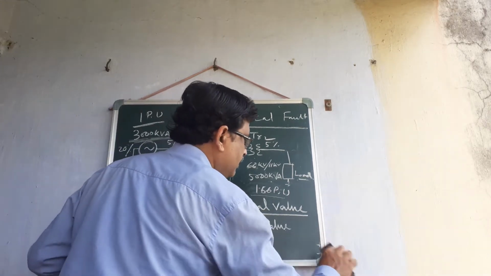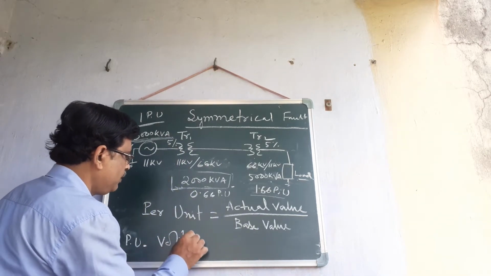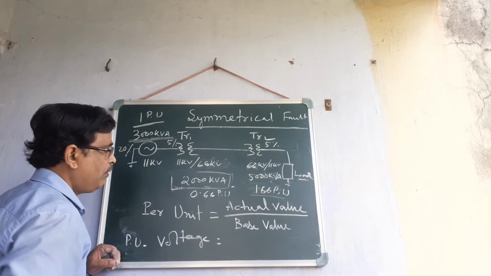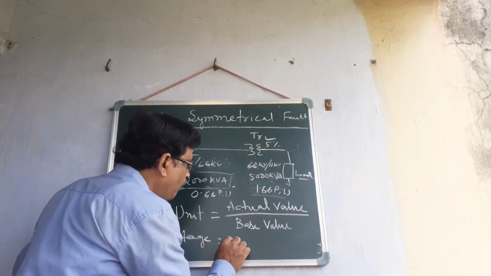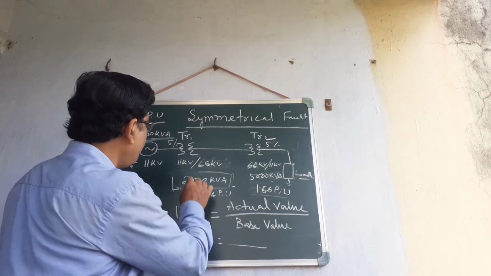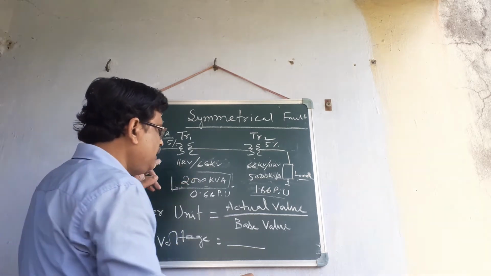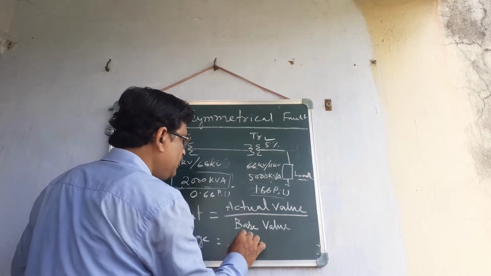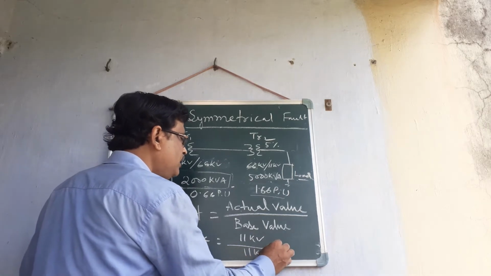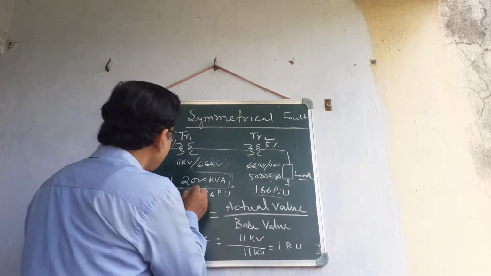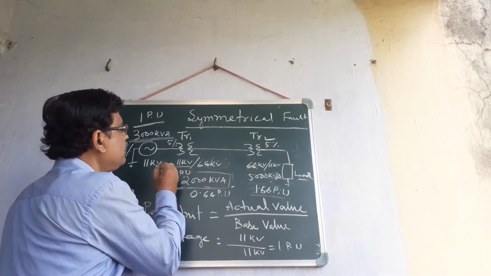Now take the per unit voltage. Per unit voltage means once again actual voltage by base voltage. Per unit voltage of transformer in low voltage side, how much? It is actual voltage 11 kV and base voltage once again 11 kV. So it is equal to 1 per unit. So instead of 11 kV, we will put 1 per unit voltage.